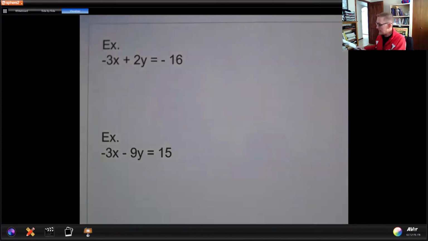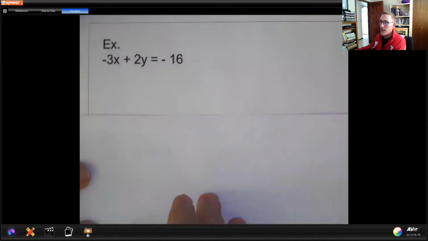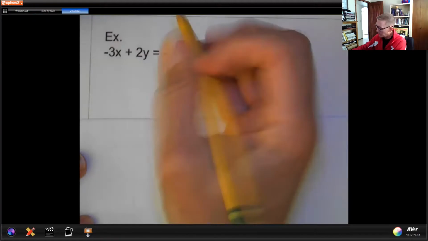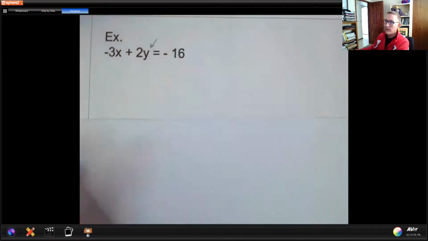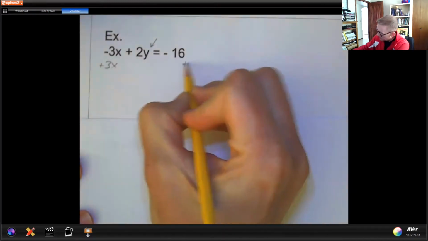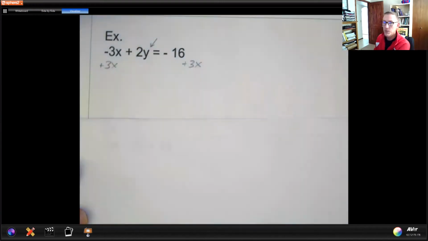So the basic idea is the same. The only thing that's going to happen now is we're going to have fractions that we're going to have to focus on. So my goal is still the same. My goal is to get y alone. And my first step is the same as it was before. I'm going to go ahead and undo the minus 3x with a plus 3x. And I'm going to add it to both sides.